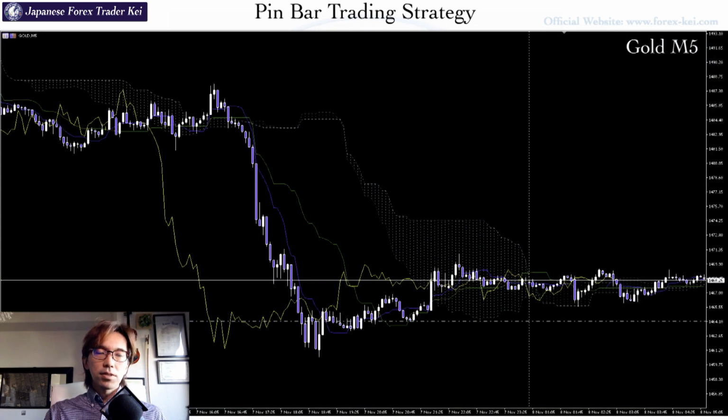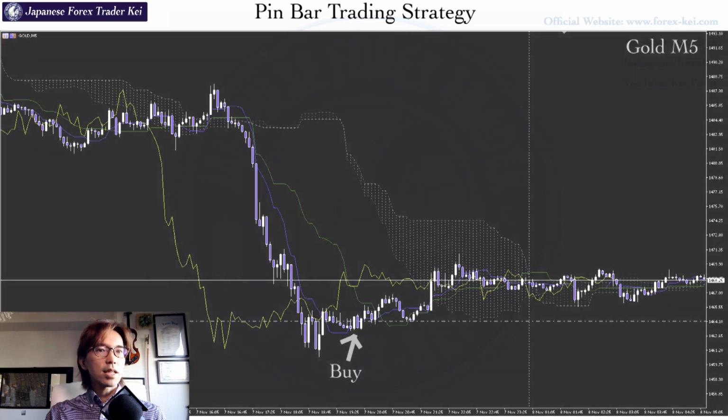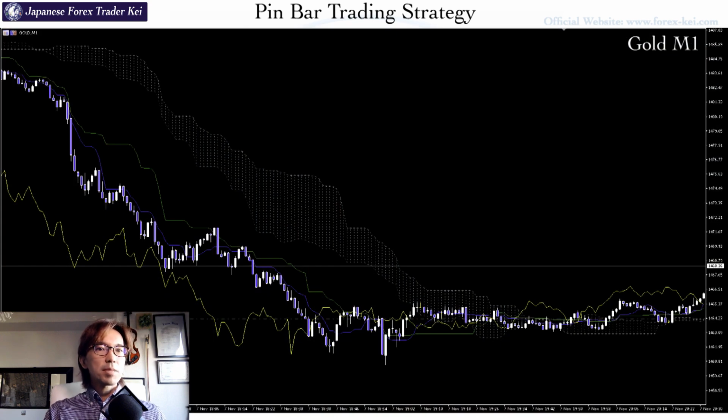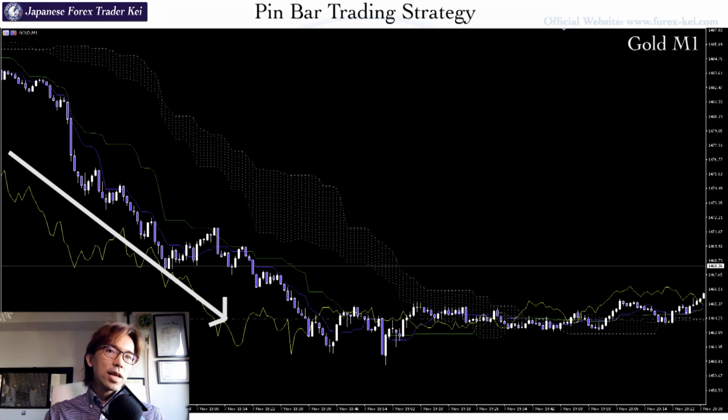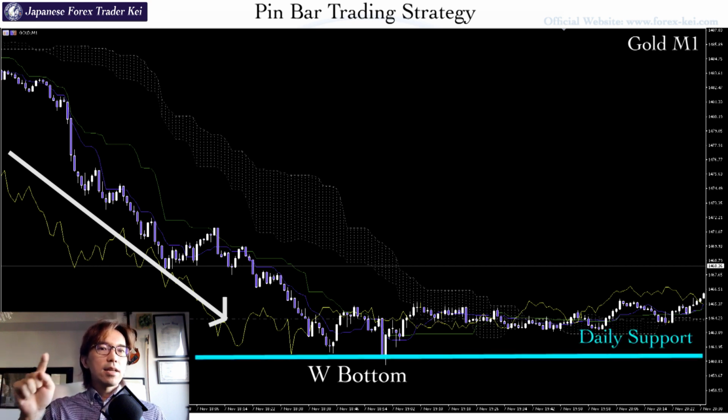Look at this chart. This is the 5-minute chart, and this place right here is exactly where I placed a buy. And if you take an even closer look at the 1-minute chart, the market has been coming all the way down, a couple of times resisted by the Kijun Sen, but look at this place. There's a double bottom right here. So this is my second confirmation why I placed buy here. The first one was the daily support around this area, and this double bottom is my second confirmation.